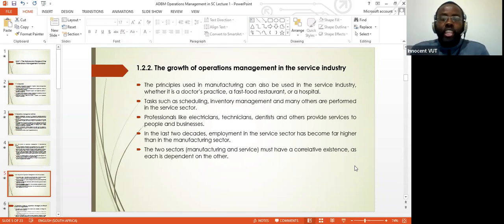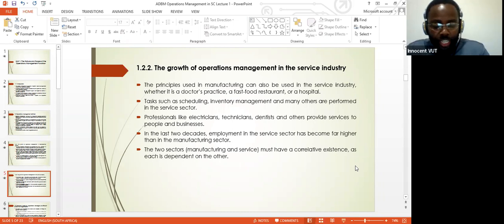Tasks such as scheduling, inventory management, and many others are performed in the service sector. There is scheduling of operations, there is inventory management, and other tasks in the service sector. These we also find in the manufacturing sector. Professionals like electricians, technicians, dentists, and others provide services to people and businesses. We have a lot of other people who are not listed here who provide services to people and businesses.